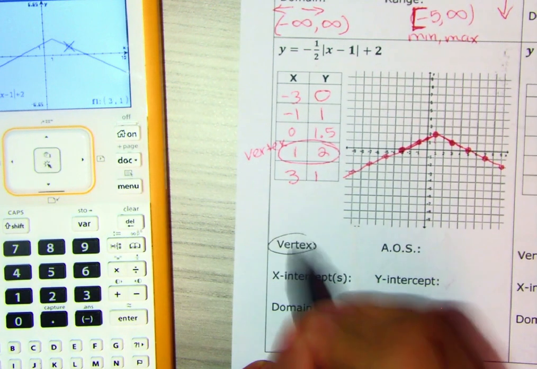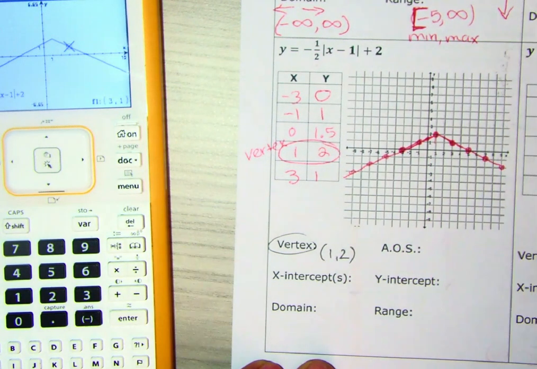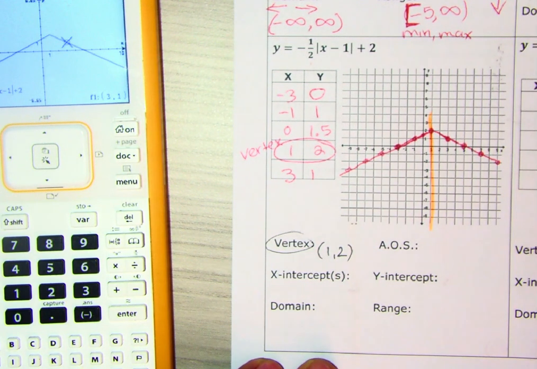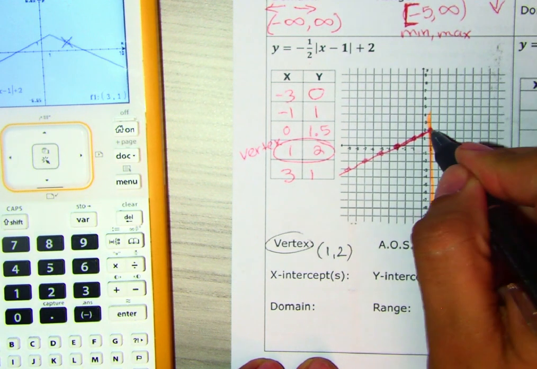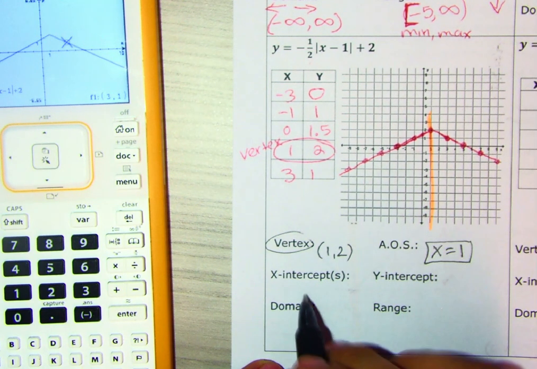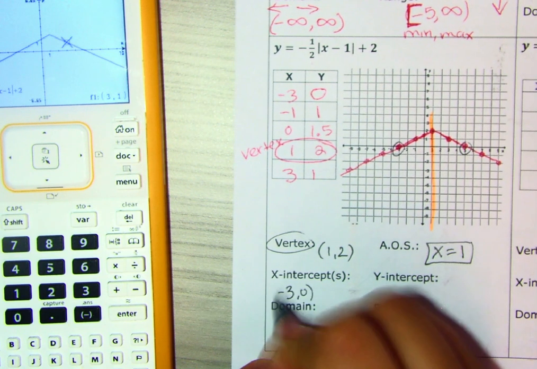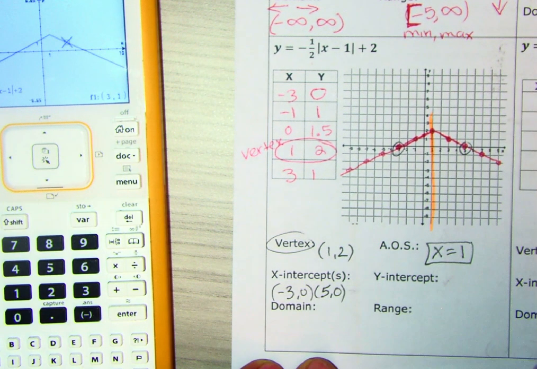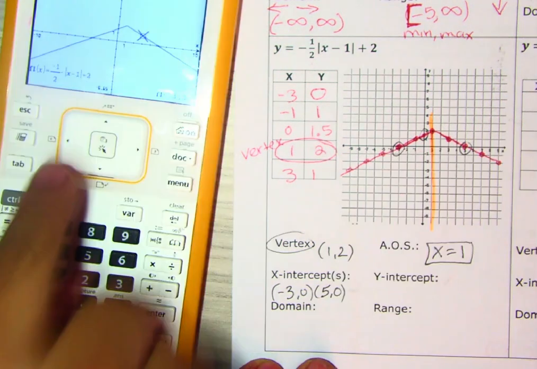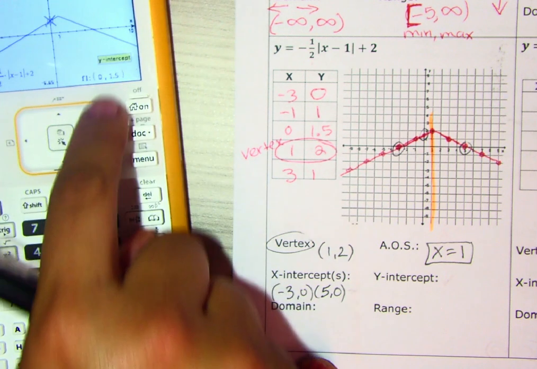So now let's quickly identify the 6 attributes. The vertex, once again, will be that turning point at (1, 2). The axis of symmetry will go through that vertex, so you just have to identify what that x value is. It's 1, so we're going to write x equals 1. For the x-intercepts, we're looking at -3 and +5, so (-3, 0) and (5, 0). For the y-intercept, we're looking at, again, that little decimal that I had to plot. If you're using your calculator, you can always go back there and it tells you it's (0, 1.5).